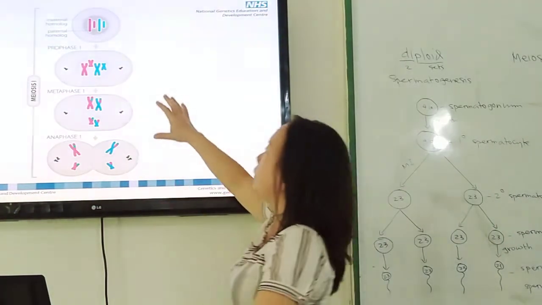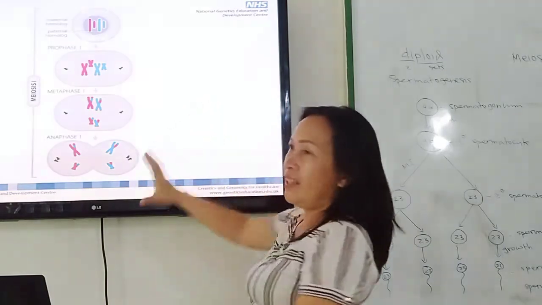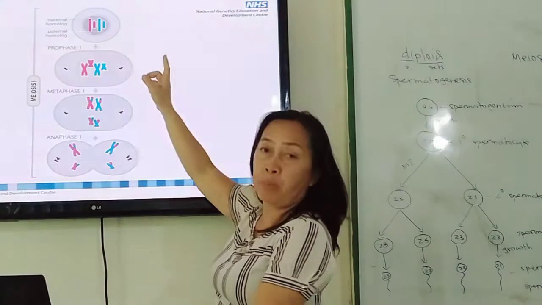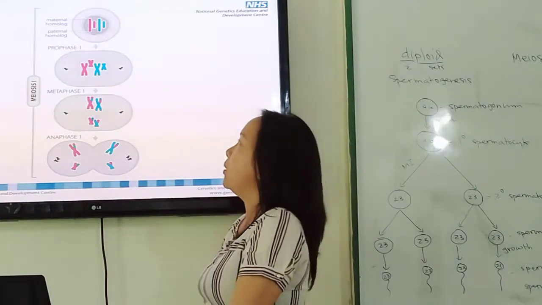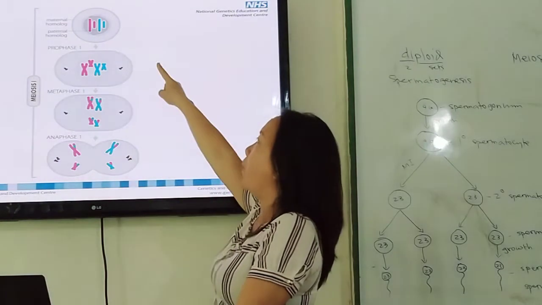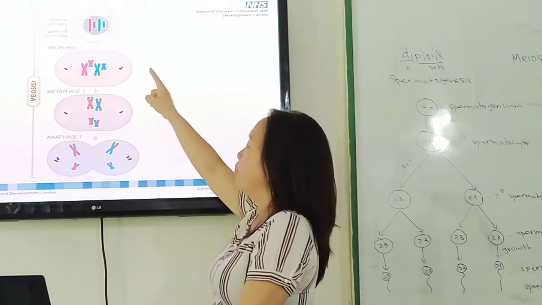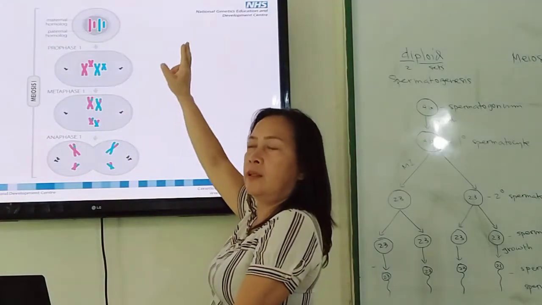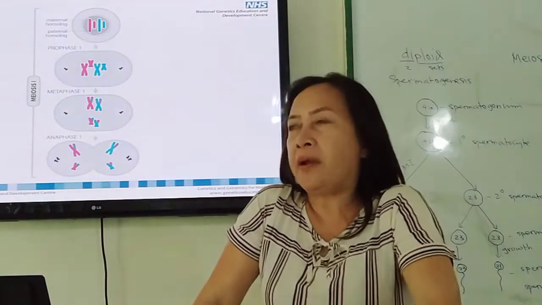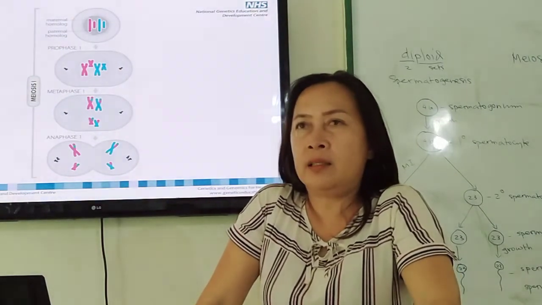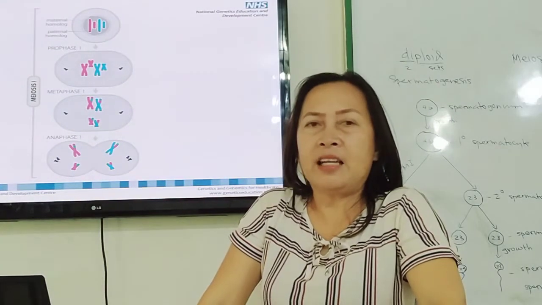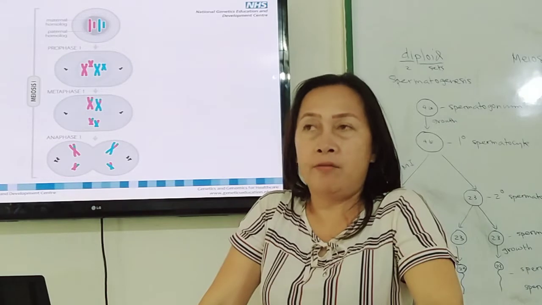Okay? Now here, the longest period in meiosis is prophase, or prophase 1. That's the longest period. Why? Now to start with, where is the site for sperm cell production? It's in the testes. The egg cell production is in the ovaries.